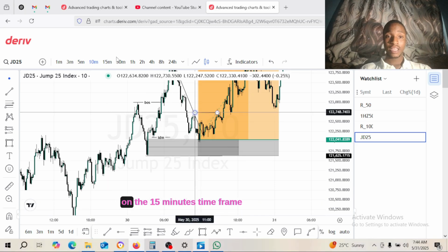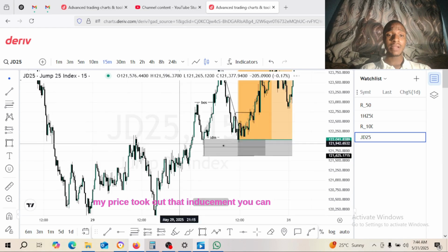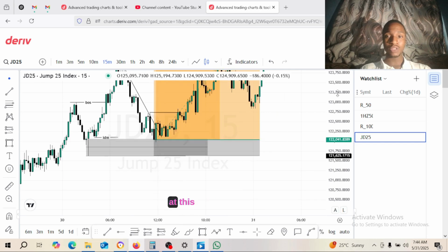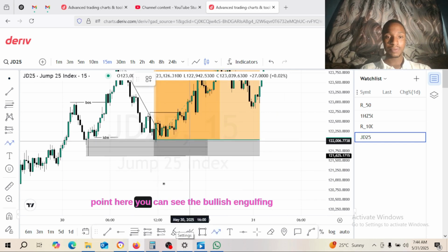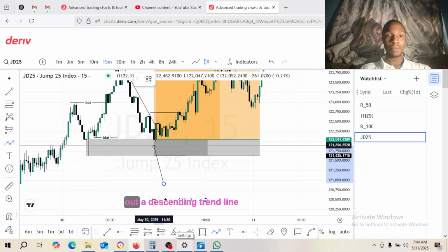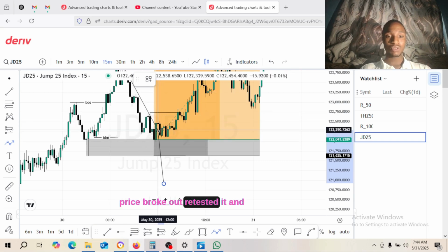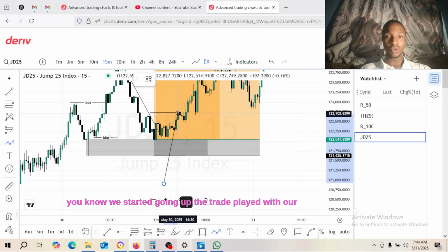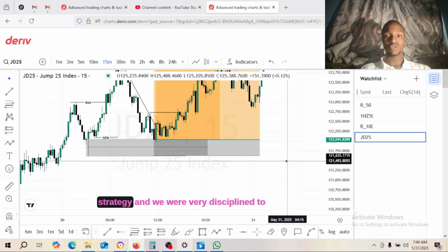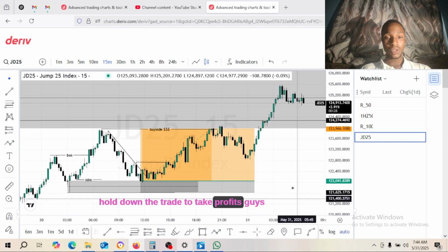And on the 15 minutes time frame, when price took out that inducement, you can see it created a bullish engulfing candle at this point here. You can see the bullish engulfing candle price created, and we broke out a descending trend line. Price broke out, retested it, and we started going up. The trade played out with patience, but we held to our strategy and we were very disciplined to hold the trade till take profit, guys.